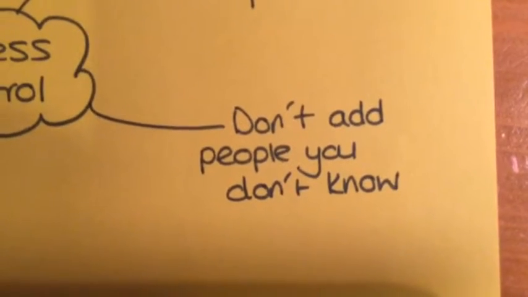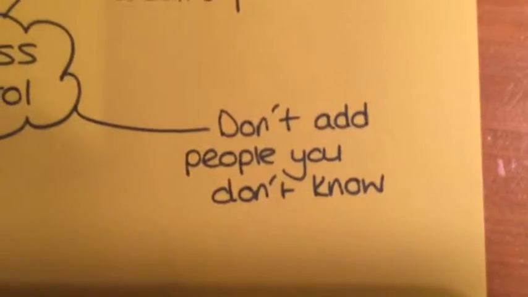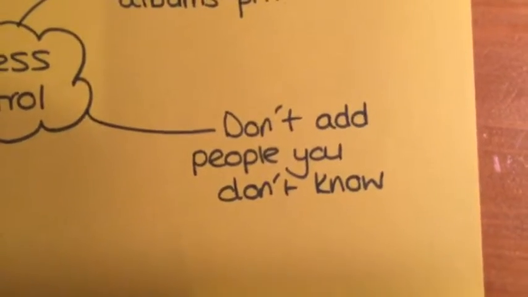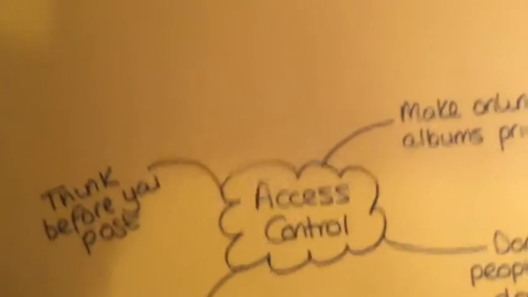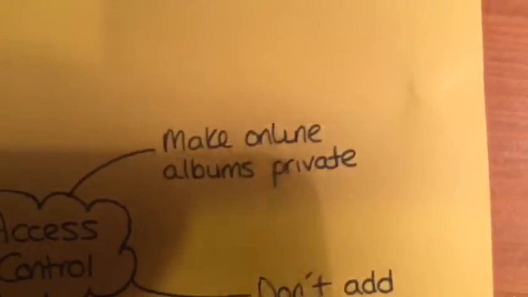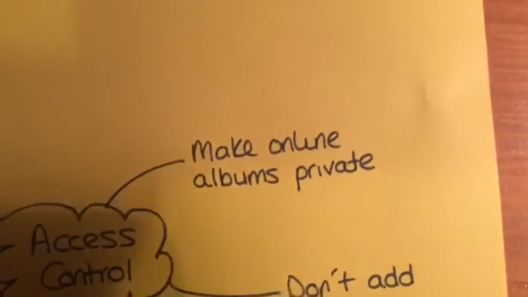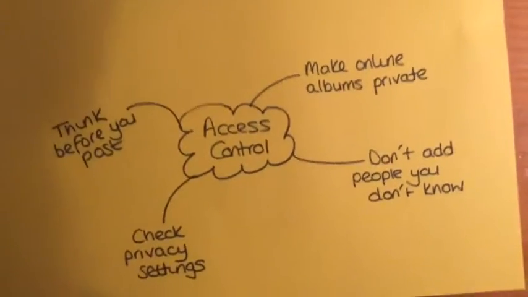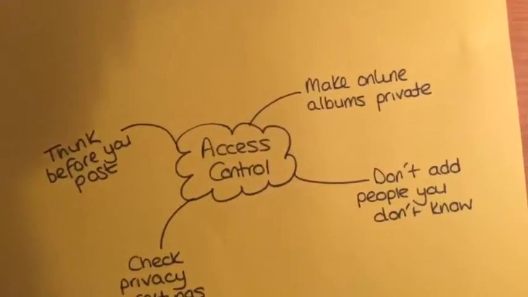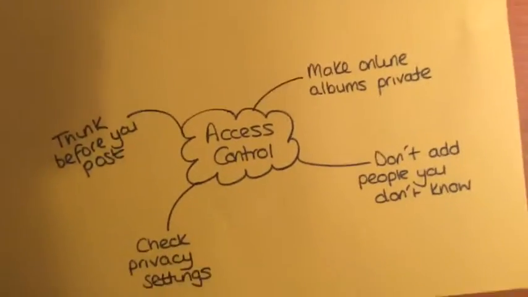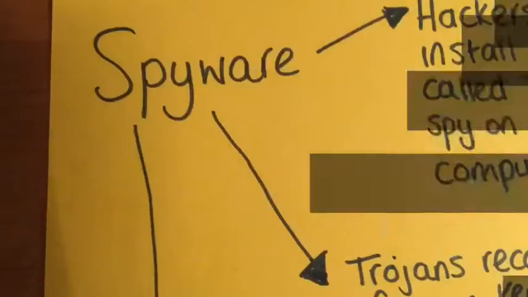Don't add people who you don't know. Just because you get a friend request from someone doesn't mean to say you need to add them. And the final way is to make your online albums private, so you control who sees the pictures that you post online. So these are the features you need to think about when using online spaces.